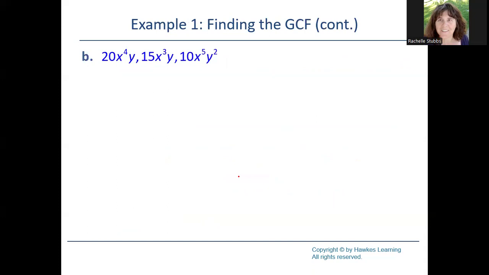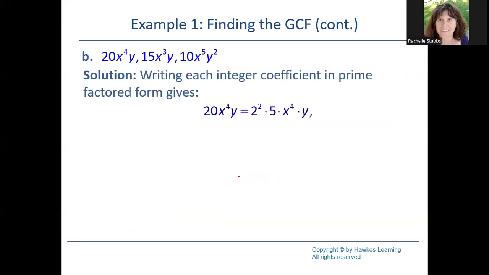So now we're going to do the same thing here. Let's find the greatest common factor of 20x to the 4th y, 15x to the 3rd y, and 10x to the 5th y squared. So 20x to the 4th y is the same as 2 squared times 5 times x to the 4th times y. 15 is the same as 3 times 5 times x to the 3rd times y. And 10 is the same as 2 times 5 times x to the 5th times y squared.